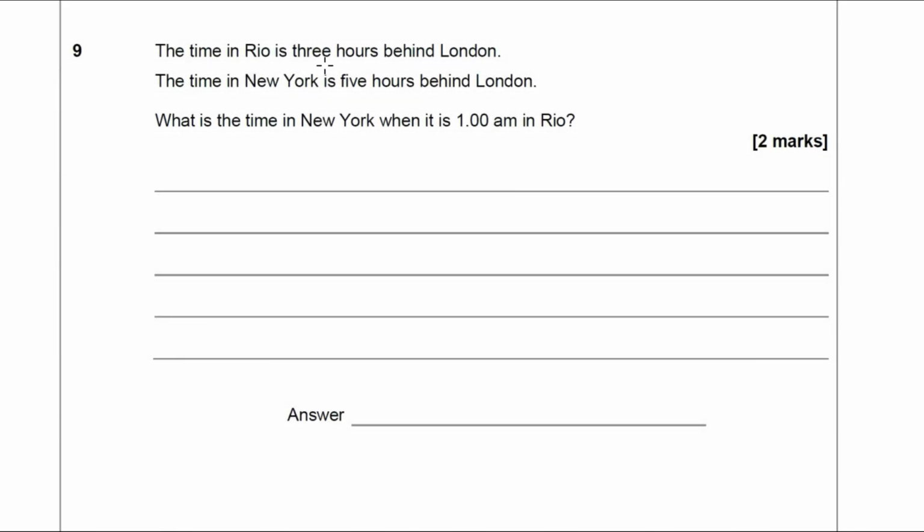Question 9. The time in Rio is 3 hours behind London. The time in New York is 5 hours behind London. What's the time in New York when it's 1 a.m. in Rio? So we have Rio, 3 hours behind London. Let me write here, Rio, London. And this is a timeline. Let's say London, Rio, and it says 3 hours behind. That means 1, 2, 3. So London to Rio is 3 hours.